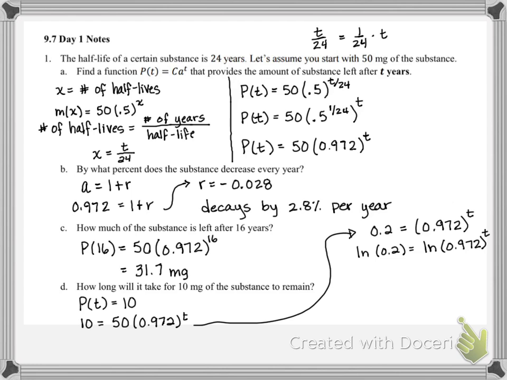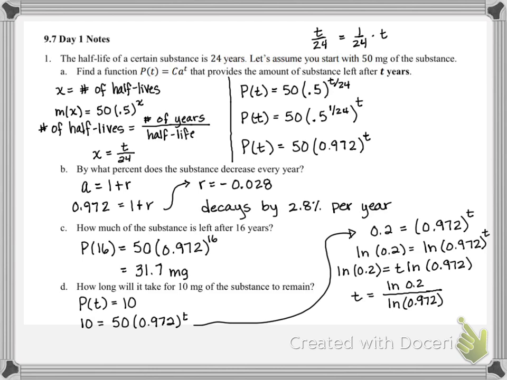So then our log properties tell me I can bring that t down as my coefficient so that now I have multiplication instead of a variable in the exponent. So we have the natural log of 0.2 equals t times the natural log of 0.972. So we'll divide both sides by the natural log of 0.972 to isolate t, over the natural log of 0.972.